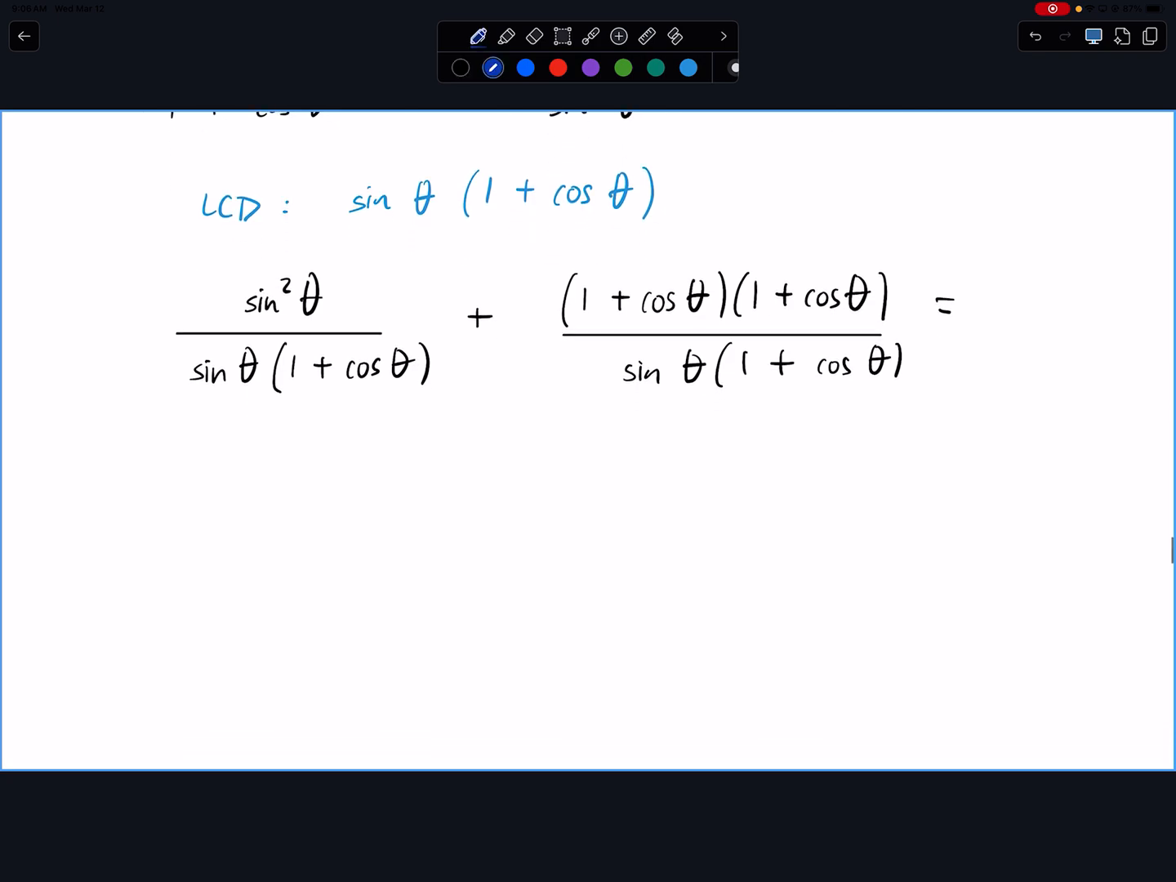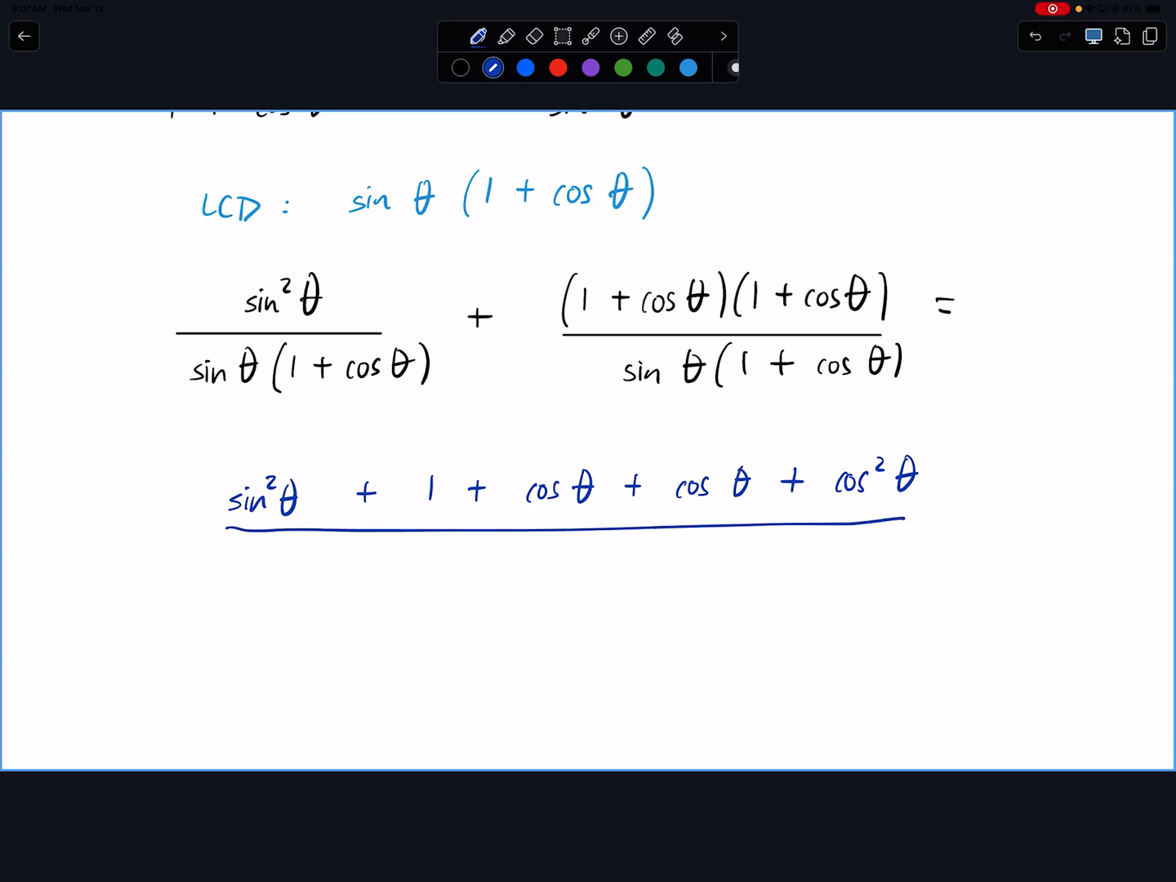So this is where the problem kind of gets annoying. Plus, I have to actually multiply all this garbage out. So 1 times 1 gives me 1. 1 times cosine is just cosine. Cosine times 1 is just cosine. Plus cosine times cosine. It's cosine squared. All over the same LCD. Sine theta times 1 plus cosine theta equals.